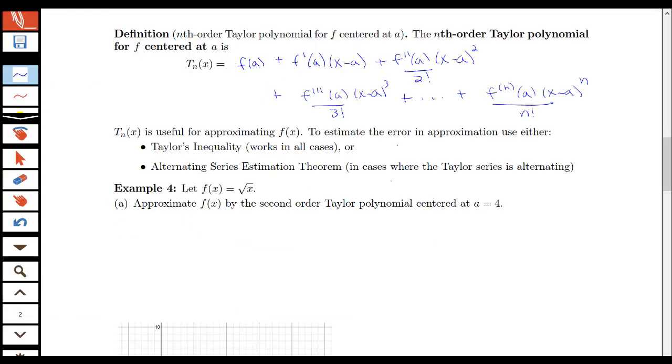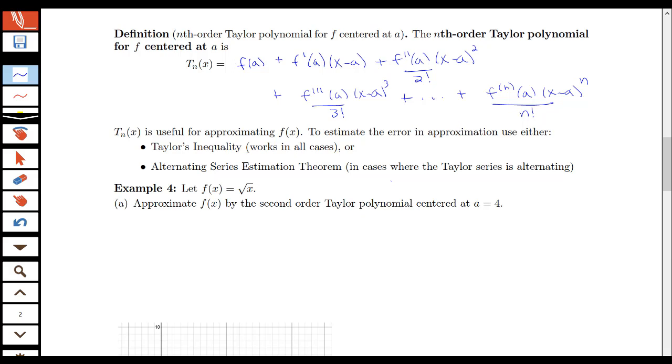So the next piece that we want to think about is not only how we can find those Taylor polynomials, and that's something that we will look at, but for those Taylor polynomials to be useful, we want to be able to say how good an approximation the Taylor polynomial is to the function for particular values of x. So to estimate the error in the approximation, we'll be using either Taylor's inequality or the alternating series estimation theorem. To use the alternating series estimation theorem, we'll have to have an alternating series that our Taylor polynomial is based on, but otherwise we can always use Taylor's inequality.